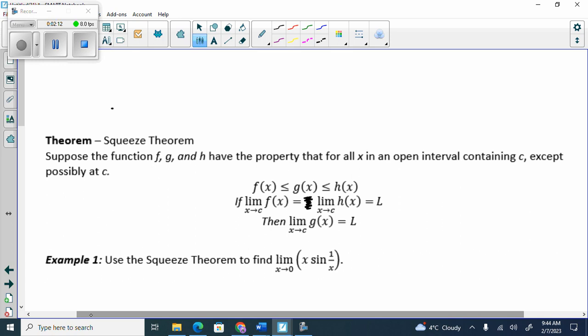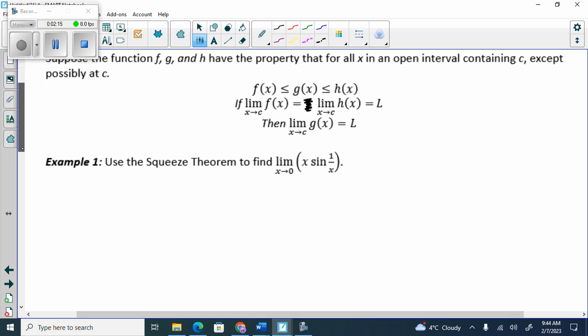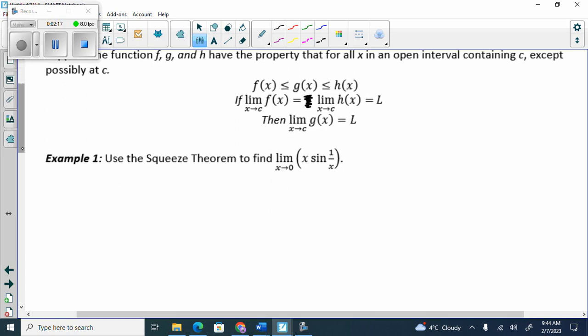Okay? So here we have, use the squeeze theorem to find the limit as x approaches 0 of x sine 1 over x. So if x can't equal 0, which it can't because we have an x in the denominator, right? Then g of x equals x sine 1 over x. So we're just saying that this is our middle function, that middle sandwich function. And it is defined.